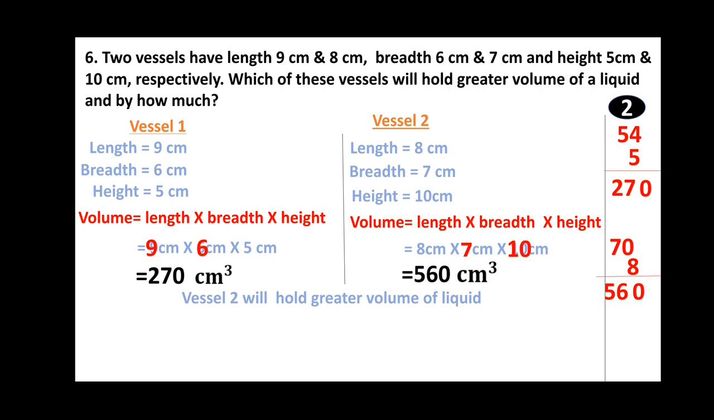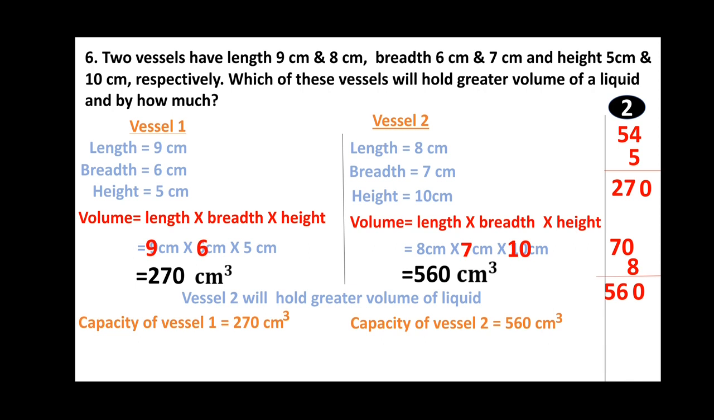Now the question is by how much? That means how much more volume does vessel 2 can hold than vessel 1? We have already learned that maximum volume of liquid that a vessel can hold is the capacity of that vessel. So here we found that maximum volume that vessel 1 can hold is 270 centimeter cube and vessel 2 can hold is 560 centimeter cube. That means capacity of vessel 1 is equal to 270 centimeter cube and capacity of vessel 2 is equal to 560 centimeter cube.